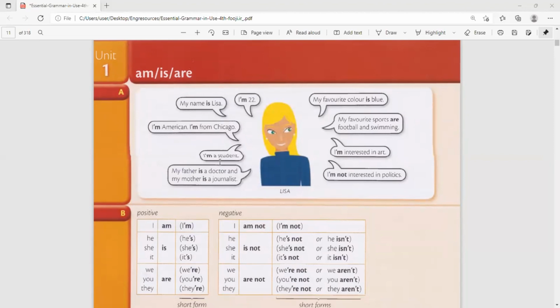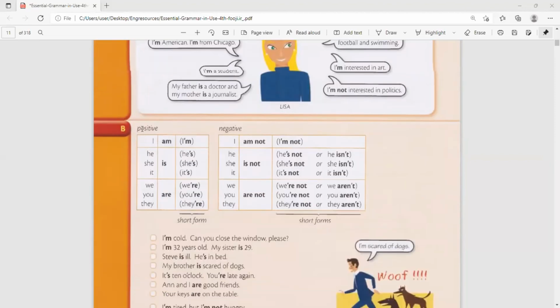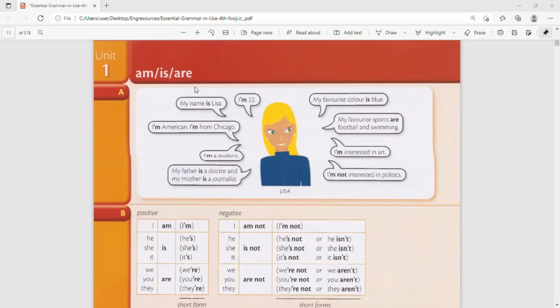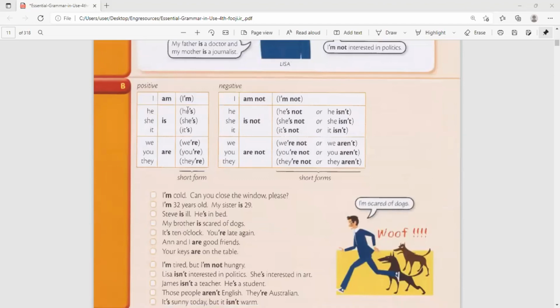Like that. My favorite color is blue. My favorite sports are football and swimming. I'm interested in art. I'm not interested in politics, you see? So the positive, like I was telling you, is this. I am, he is, she is, it is, we are, you are, they are.